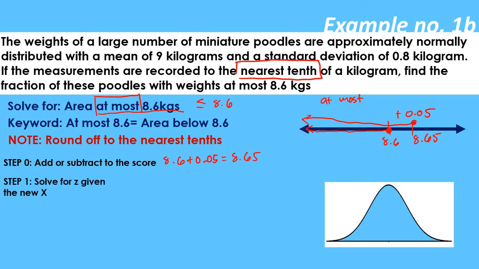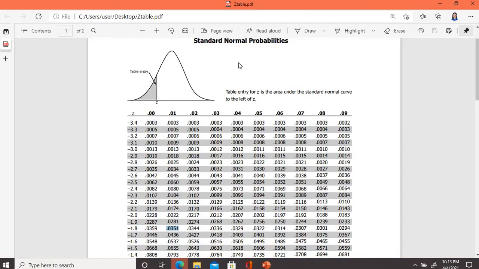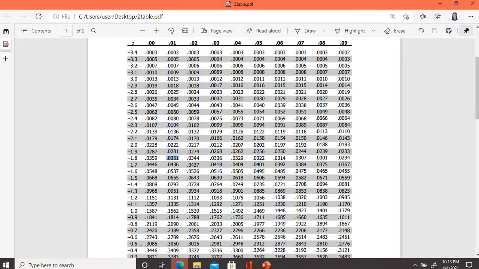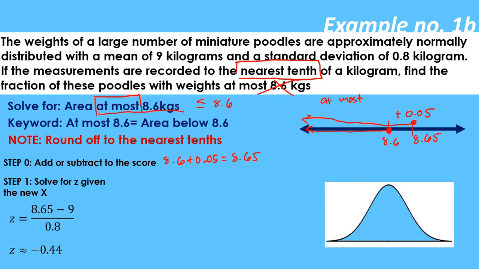So the usual steps in solving for the area below: solve for z. That will be 8.65 minus 9 all over 0.8. So again, the x value that we are going to use is 8.65 and not anymore 8.6. So simplifying, we'll get negative 0.44. So again, we use the z table, locate negative 0.44. This is negative 0.4, this is 4, and we'll get 0.3300. Therefore, the area below is 33%.